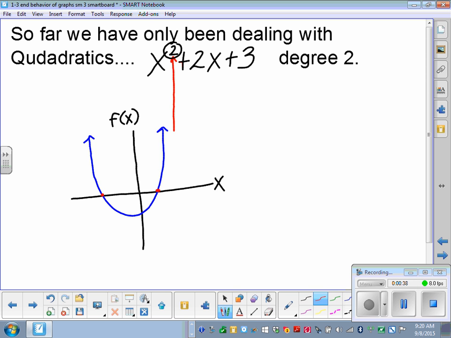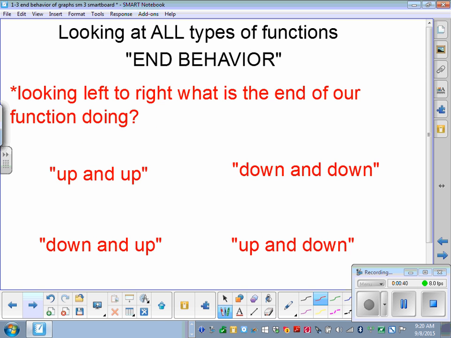But today we're going to be dealing with much higher than degree 2. So today we're going to be talking about end behavior of all types of graphs. End behavior. Okay, so what we're doing is we're going to be looking at the very ends of the graphs and determining what's happening there. Looking at different types of graphs, not just quadratics. We're going to look at the ends, and at the very end, see what's happening.